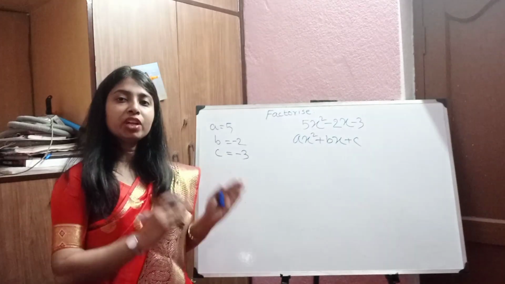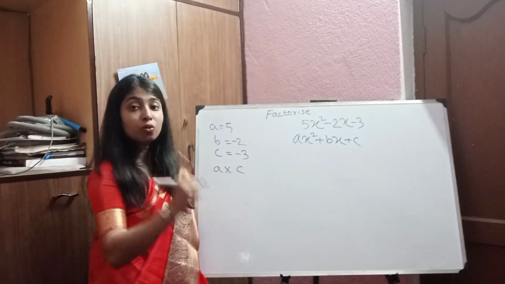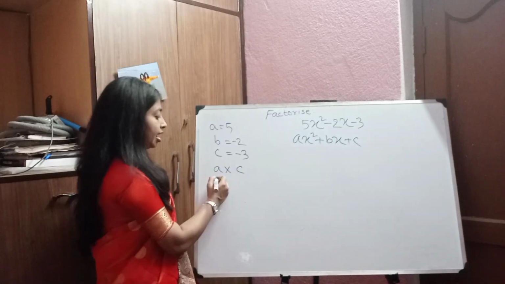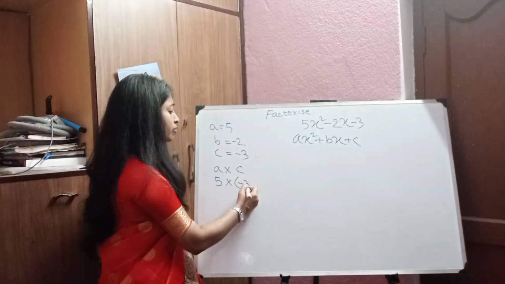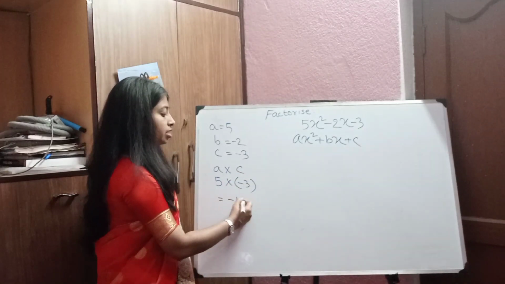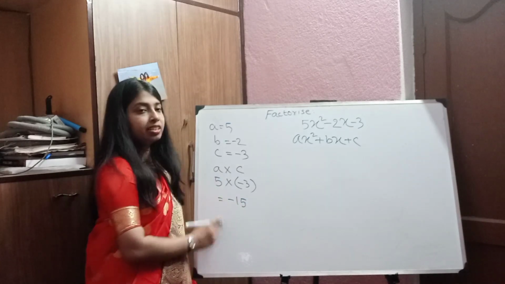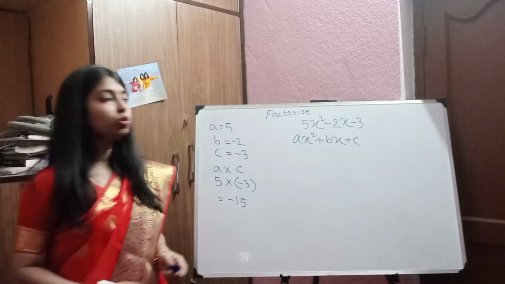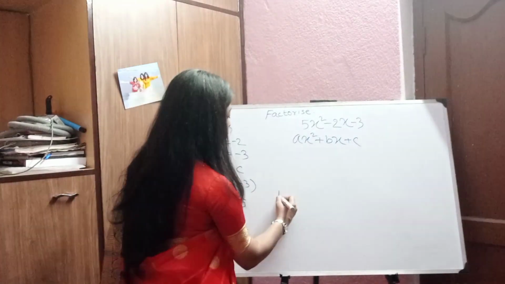The first step was we have to multiply a and c. So a multiplied by c will be, now take the signs into consideration. A is plus 5 multiplied by c is minus 3. So plus 5 into minus 3 is minus 15. Remember, the product is negative. We have minus sign here. So in the next step, what we will do? We will factorize 15. We will check what are the factors of 15. What are the factors of 15?